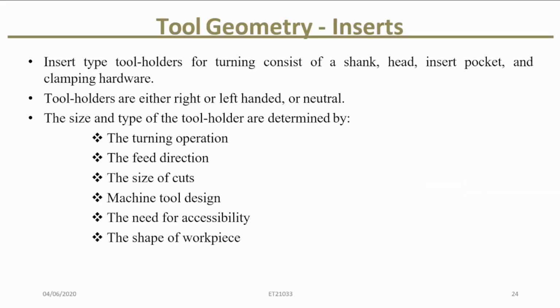An insert type tool holder for turning consists of a shank, head, insert pocket, and clamping hardware. Tool holders are either right or left-handed or neutral. The size and the type of the tool holder are determined by the points you have to think about: the turning operation, feed direction, size of cut, machine tool design, and the need for accessibility of the shape of the workpiece. Then the insert size is given by the largest dimension.